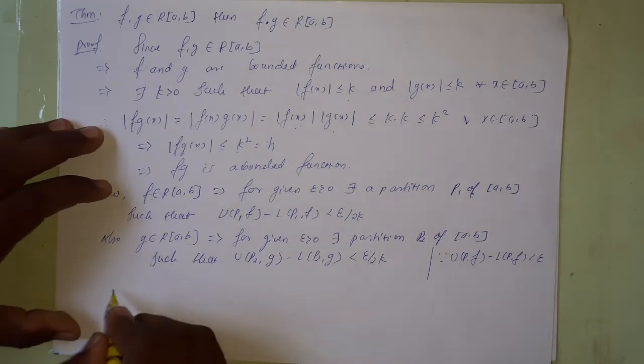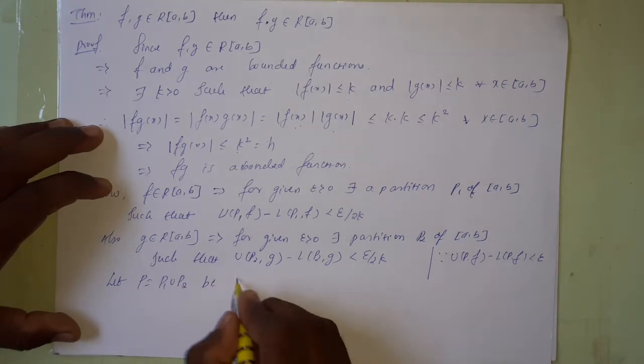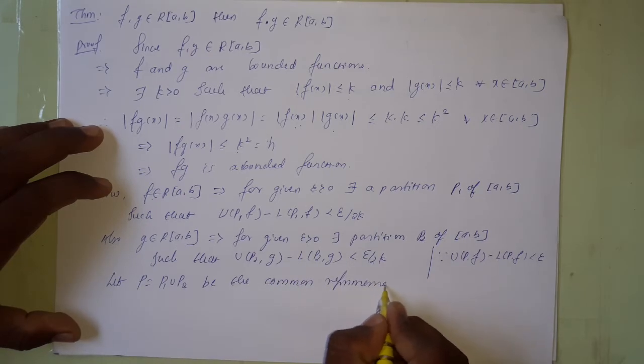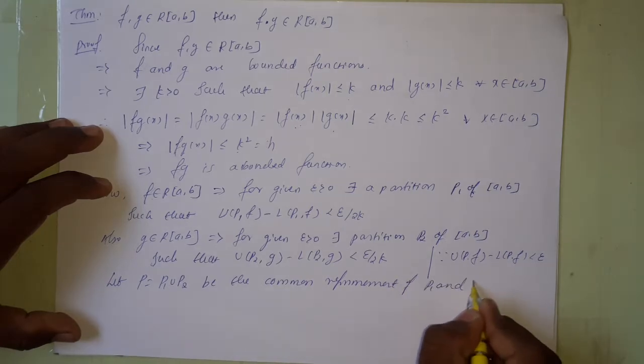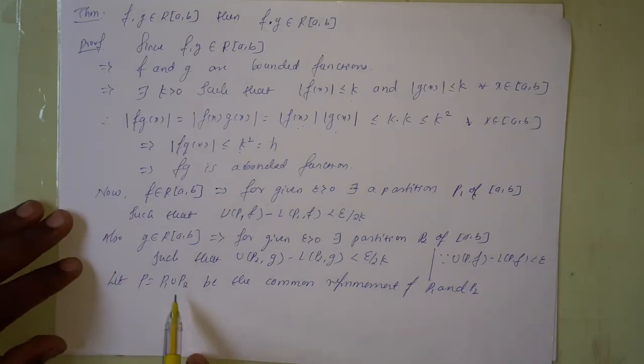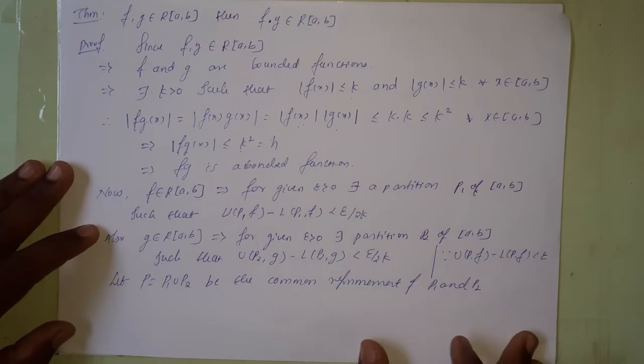Now let P equal to P1 union P2 be the common refinement of P1 and P2. So here P is the union of these two partitions, meaning that it is the common refinement for both P1 and P2, because P will be greater than P1 and P will be greater than P2. Since P is the union of two partitions, it will be greater than P1 and P2, because P1 and P2 are sub-partitions of P. So therefore it is the common refinement for P1 and P2.